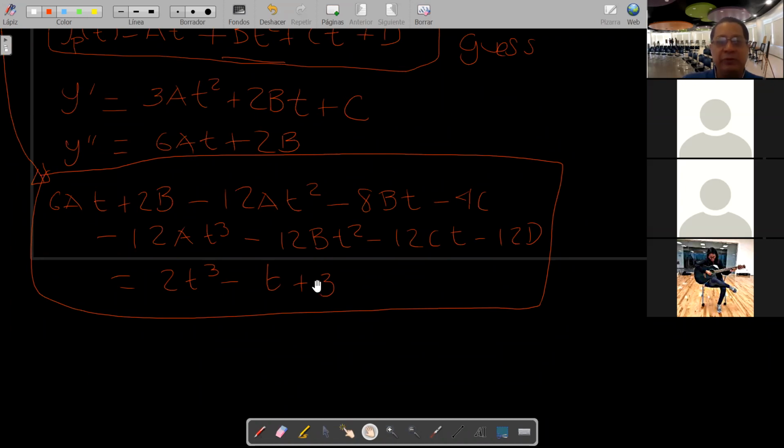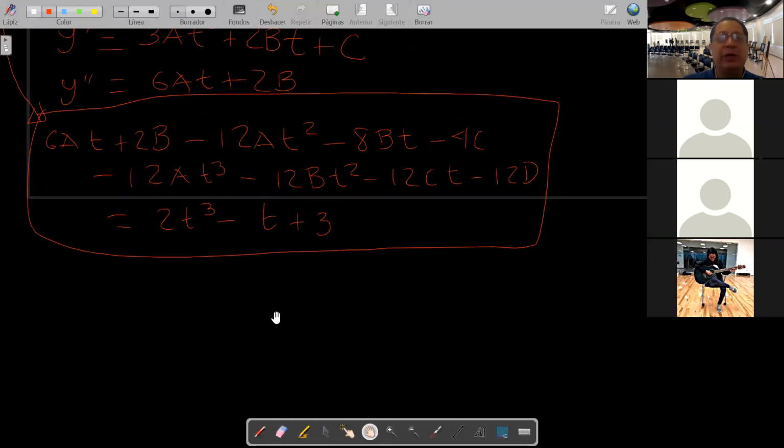And we have 4 undetermined coefficients, so we're going to need 4 equations. And how do we get those 4 equations? We just compare the coefficients on the right side with the coefficients on the left side. They have to be equal. So the coefficient of t cubed has to be equal to 2. The coefficient for t squared will have to be 0. The coefficient for t will be -1, and the independent coefficient has to be equal to 3.